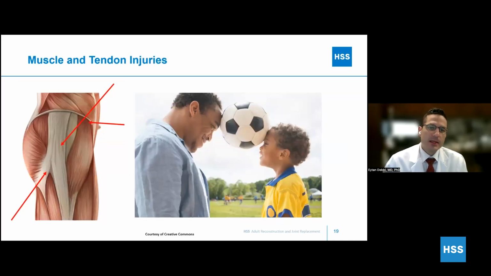Another common thing that we can see are what's called muscle and tendon injuries. So we just discussed all these muscles that not only cross the hip, but they insert or originate around the hip, or insert and originate in the hip itself. And obviously all of these muscles and tendons have really important function.